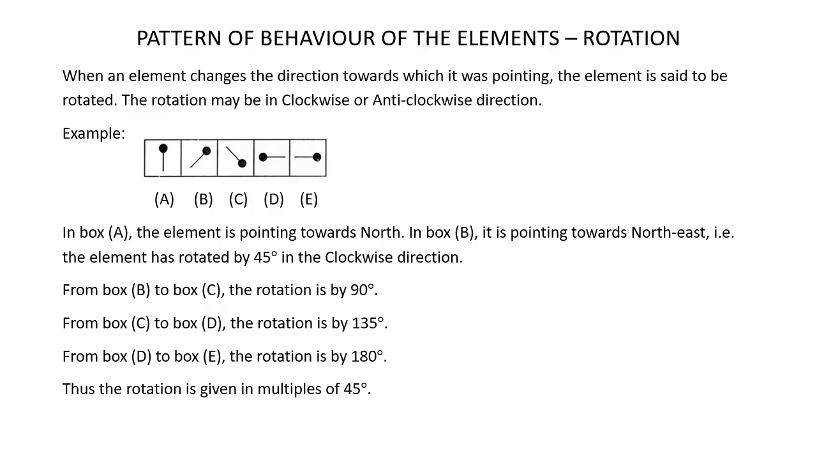From box D to box E, the rotation is by 180 degrees. That is from here to here 45 degrees, from here to here another 45 degrees, from here to here another 45 degrees, and from here to here another 45 degrees. So the rotation is by 180 degrees. Thus the rotation is given in multiples of 45 degrees.